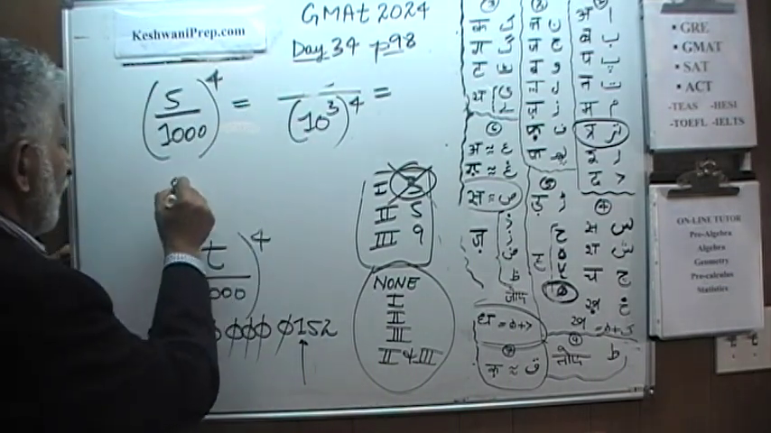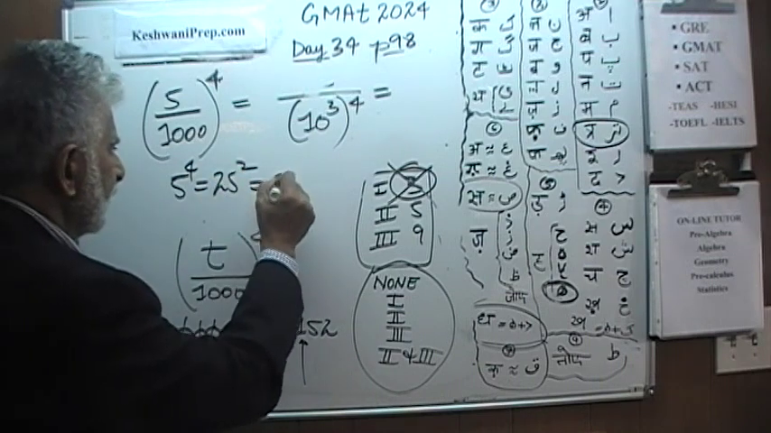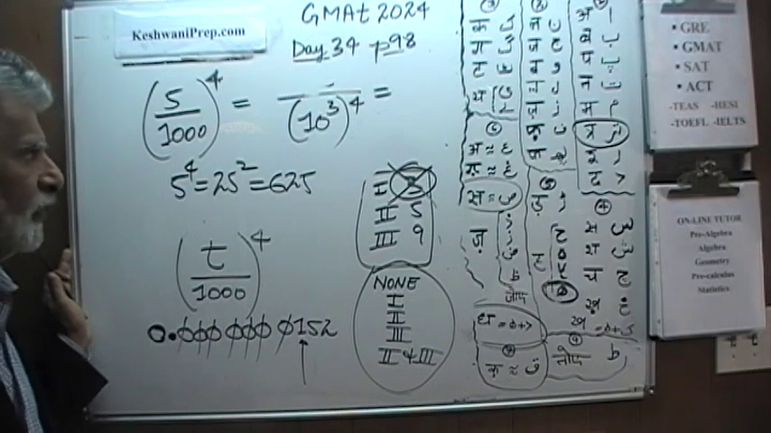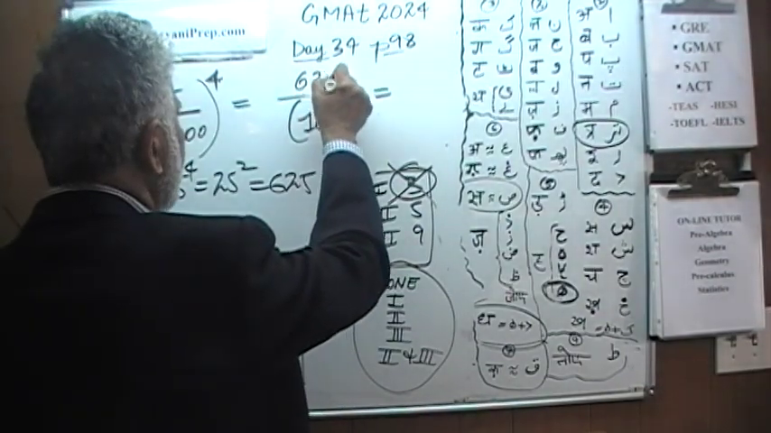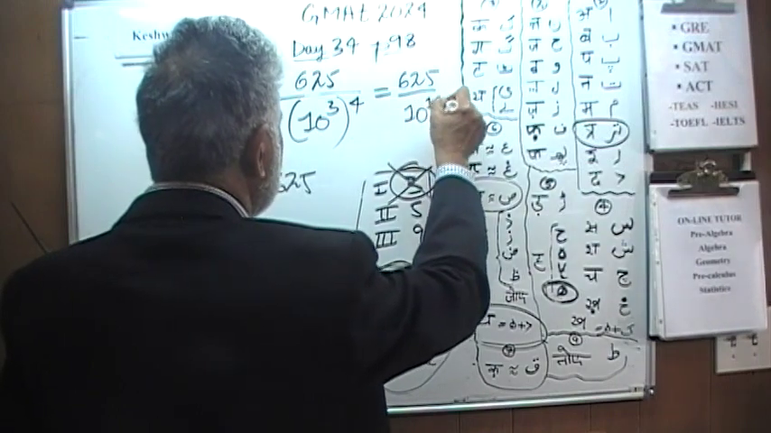Let's put a 5. 5 to the 4 is same as 25 squared, which is 625. And I hope you're able to see right away whether or not this is going to solve our problem. We have 625 over 10 raised to 12.